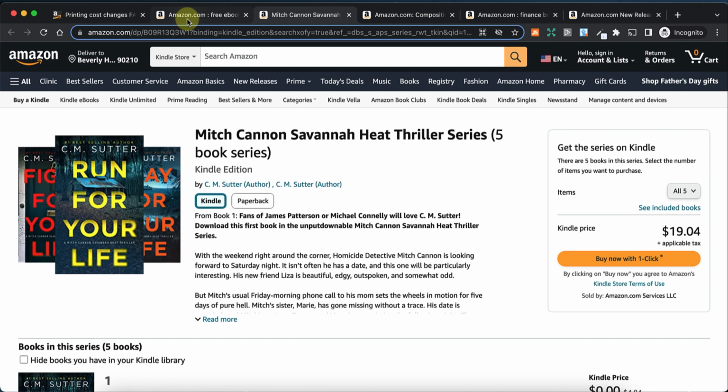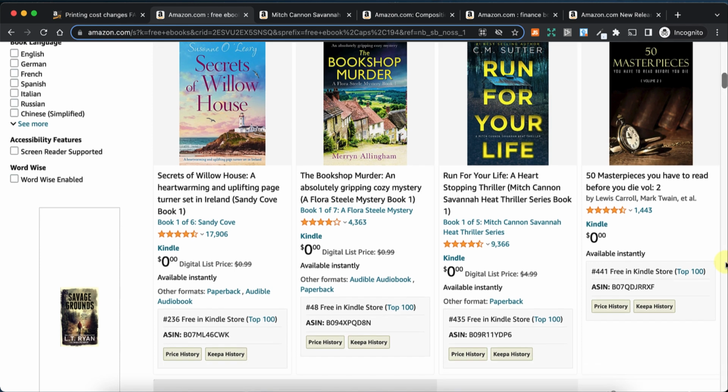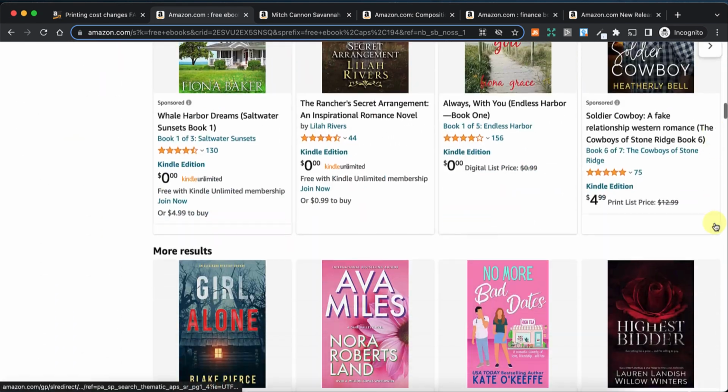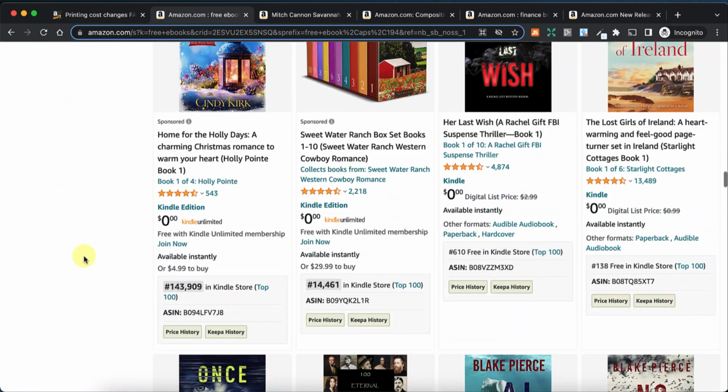So basically, this is kind of like your loss leader, some people might call it, or your magnet to attract people in. When someone reads this book, maybe they'll like it, and then hopefully go and buy the rest of your books. But you have other books that you can have a look at that are permanently free.